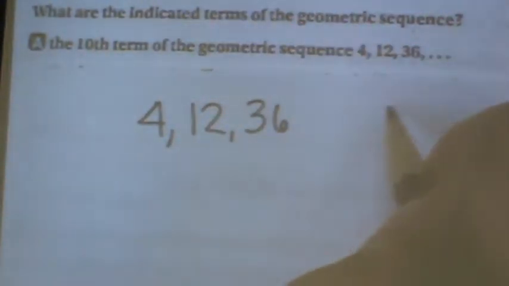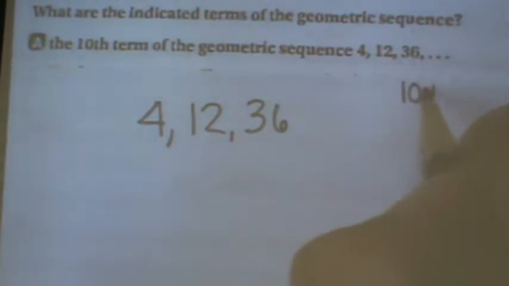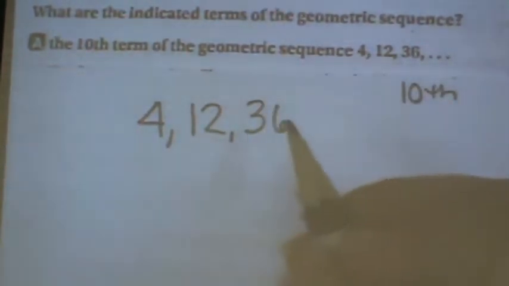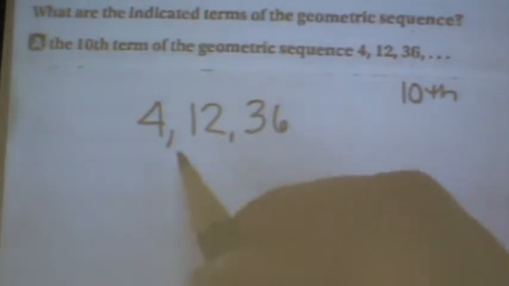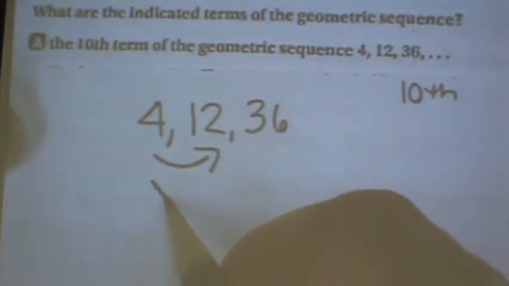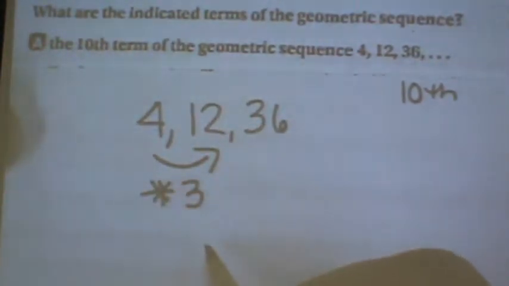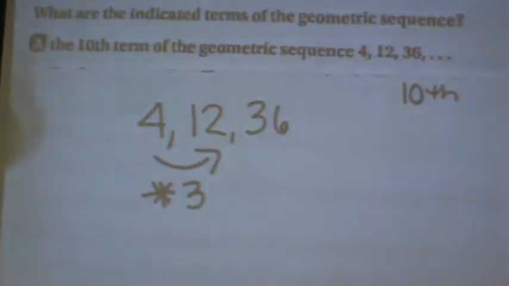So we start with 4, then we go to 12, and then we go to 36. To find the 10th term, you could easily just keep multiplying each term by what? What are they doing? 3. R is 3. You could keep doing that. 12 to the 9th. We're not going to do that. We're going to go into the explicit formula.